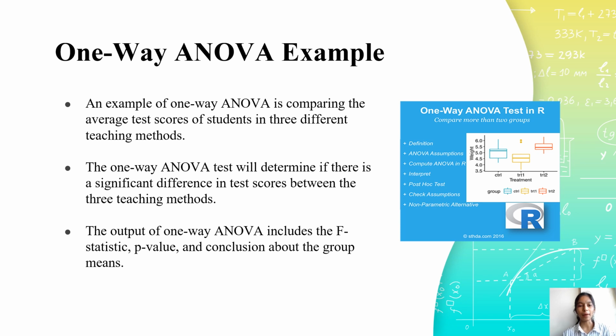One-way ANOVA example. An example of one-way ANOVA is comparing the average test scores of students in three different teaching methods. The one-way ANOVA test will determine if there is a significant difference in test scores between the three teaching methods. The output of one-way ANOVA includes the F statistic, p-value, and the conclusion about the group means.